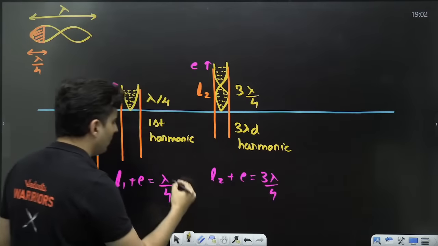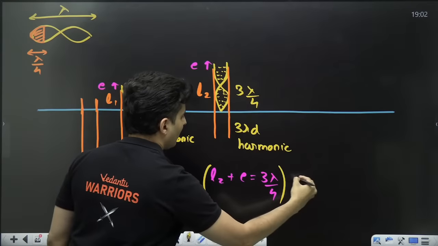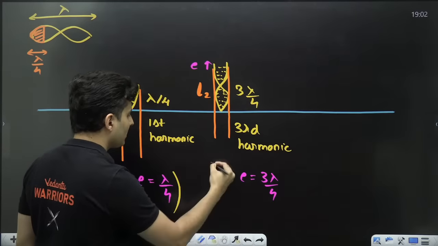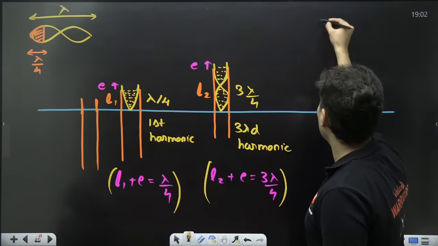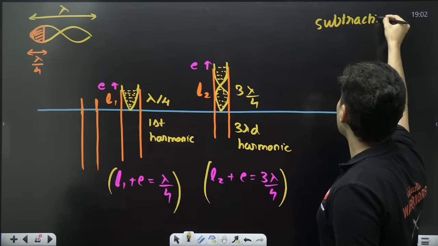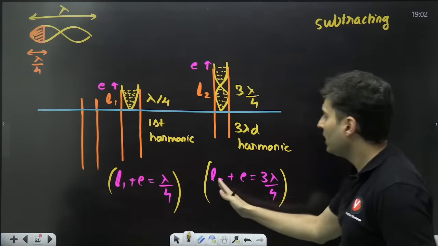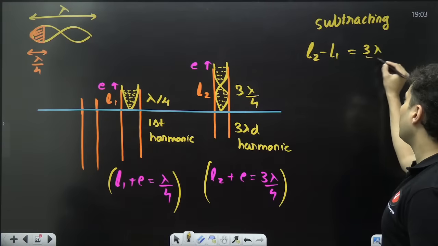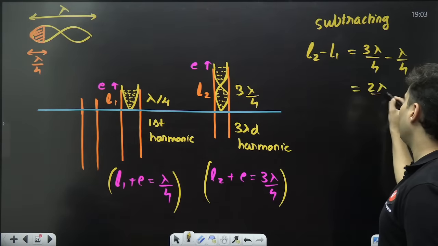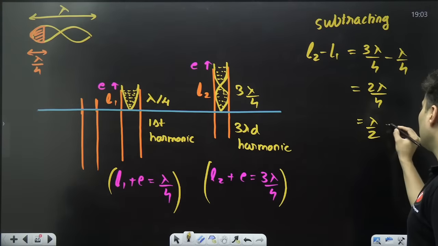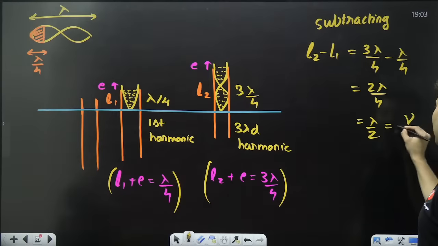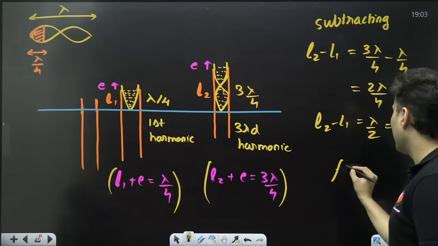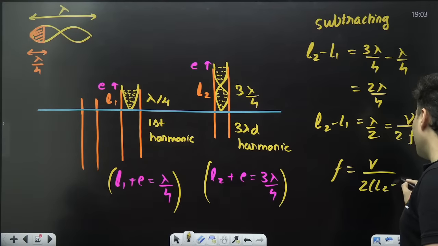Subtracting the 2, this minus this, what will I get? Just take the bigger number minus the smaller number. Observe carefully. L2 minus L1, I'll get L2 minus L1. E and E will cancel. And here I'll get 3 lambda by 4 minus lambda by 4, which is 2 lambda by 4, which is just lambda by 2. But lambda is nothing but speed by F, speed by frequency. So that is nothing but L2 minus L1. So rearranging, I'll get F is V by 2 times L2 minus L1.